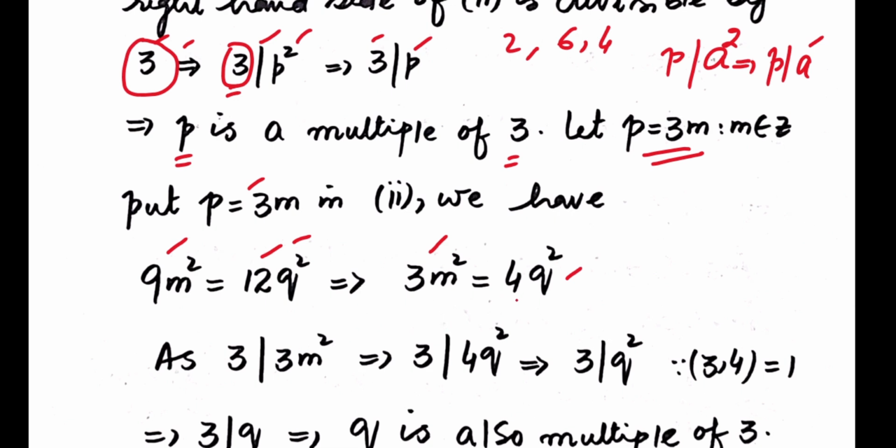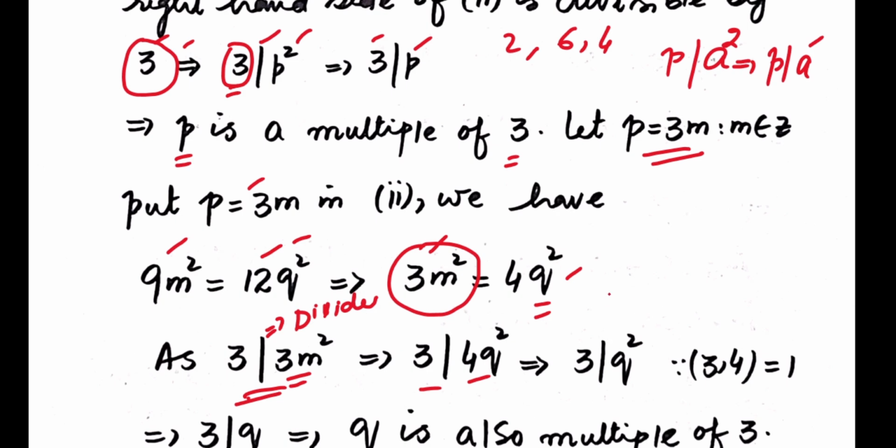Now we have to find the value of q². On the left hand side, you can see that this number is divisible by 3. This shows 3 divides, where this vertical line means divides. We read it as 3 divides 3m². It is clear that 3m² is divisible by 3. As 3m² is equal to 4q², it means 3 divides 4q².